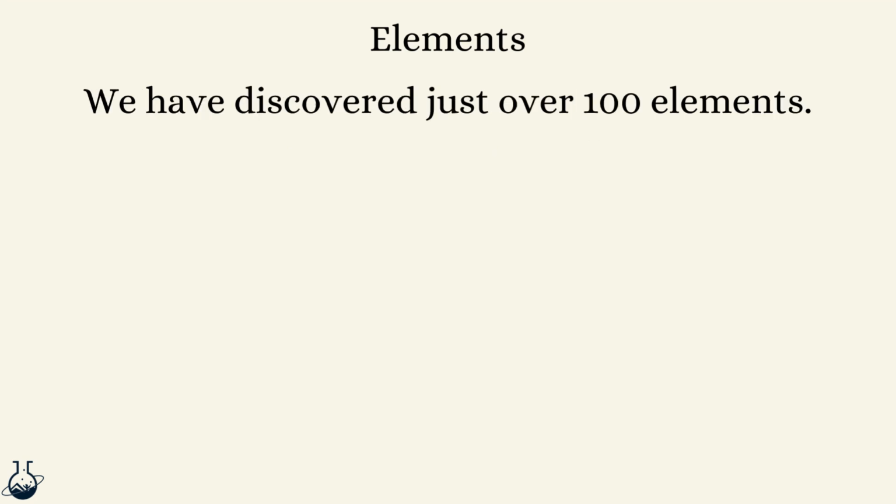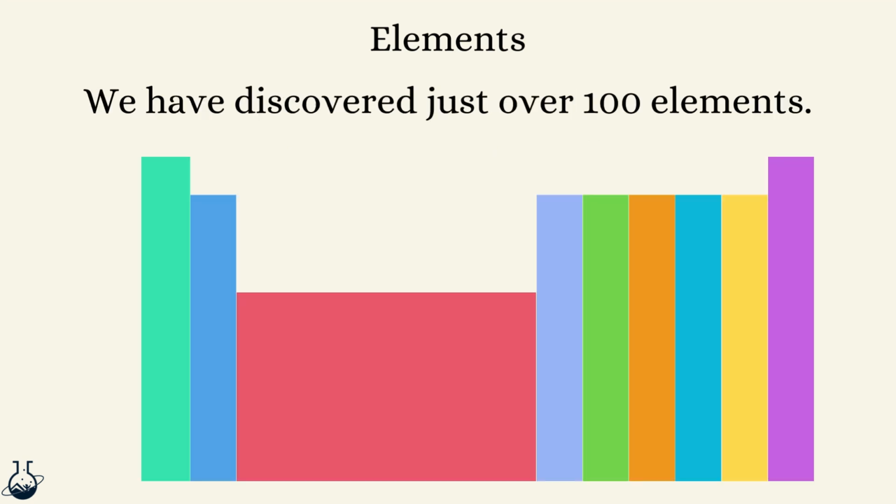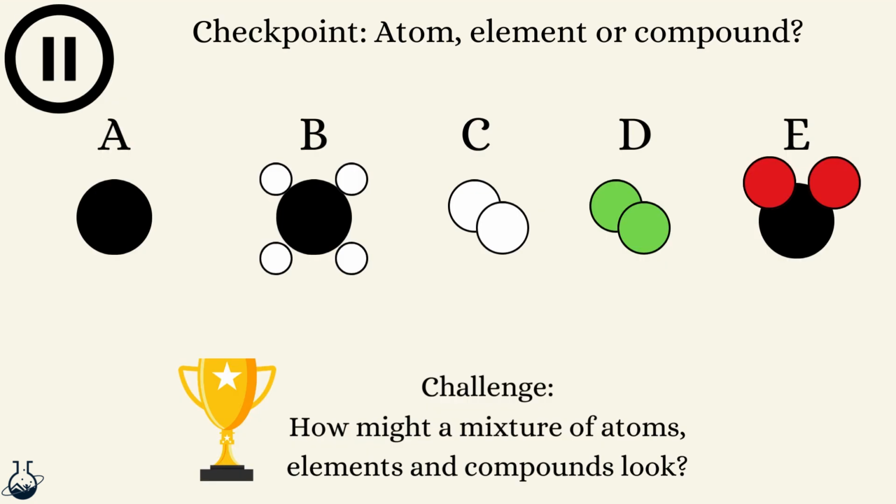So we have discovered just over 100 elements, and over time we have sorted them into lists and rows according to their properties. More on this later. For a quick moment, pause the video here just to check our understanding of the word element. Remember, you can go back and play the video again if you need to. If you finish, have a go at the challenge.